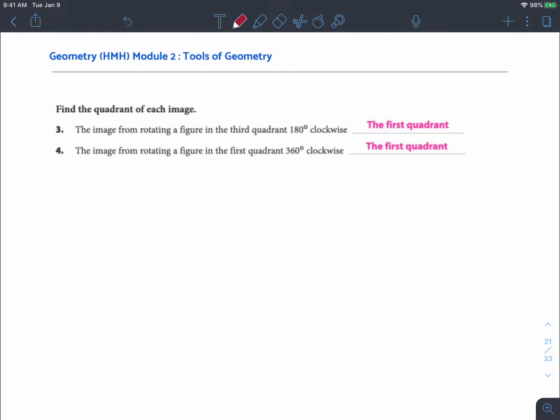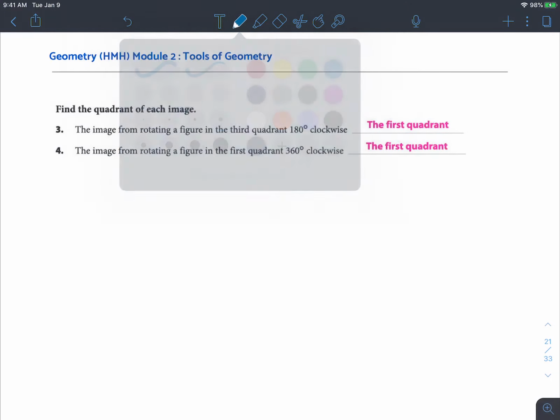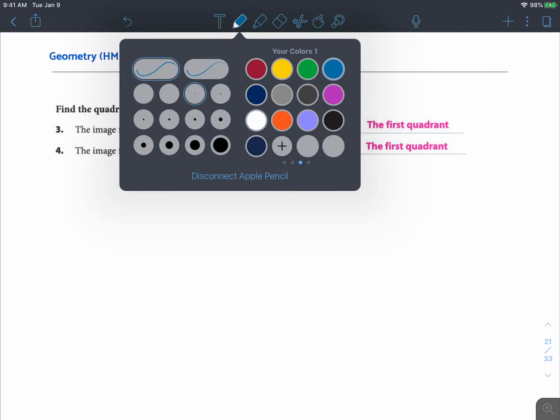Okay, guys, the answer is the first quadrant and a second quadrant. So let's examine why that should be the answer. The image from rotating a figure in the third quadrant 180 degrees clockwise. So for number 3, oopsie, that's really thick. Let's go with that one.